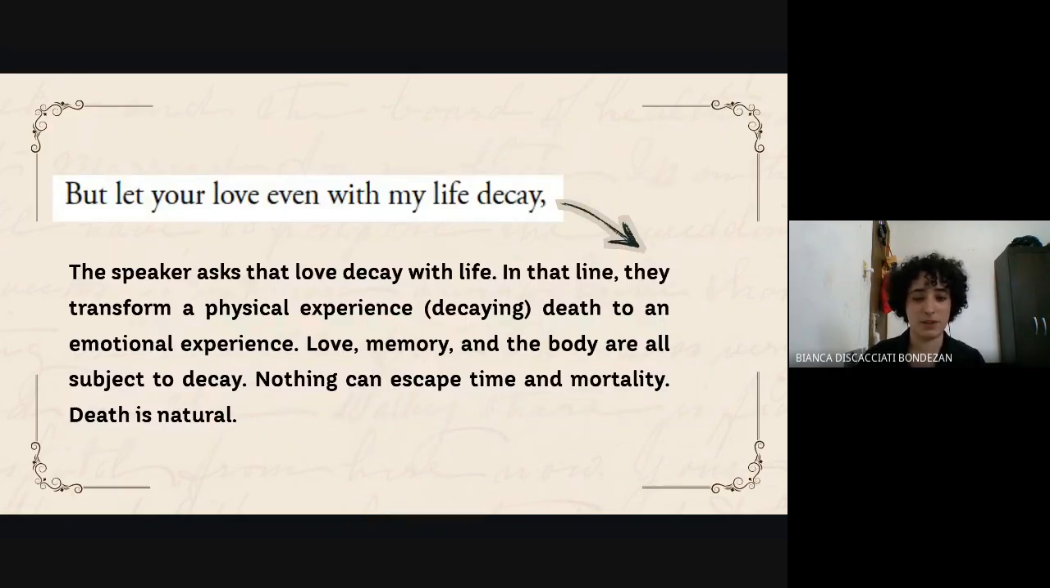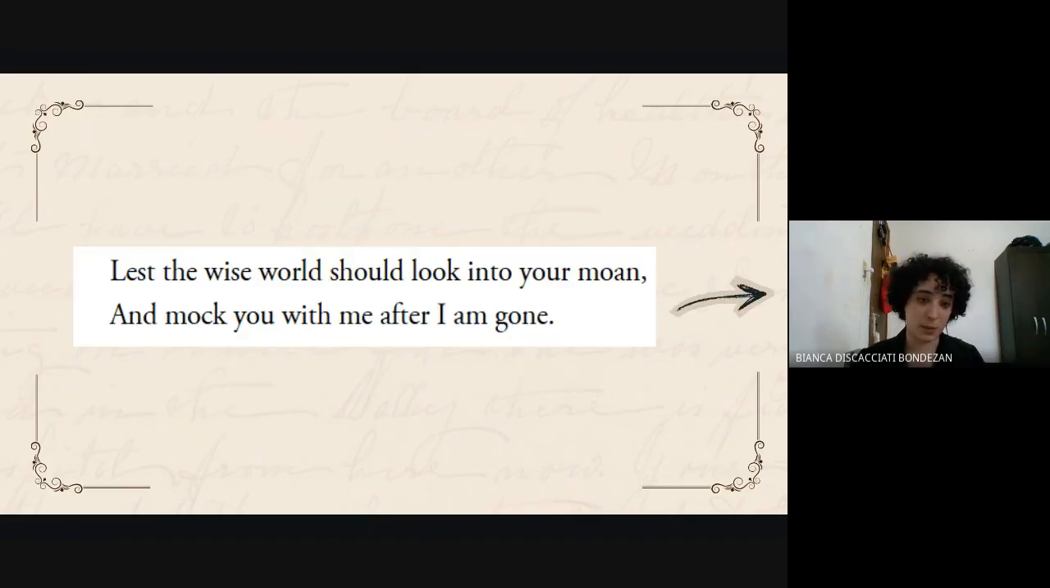And in the final part of the sonnet, the speaker asks the love, decay with life. So in that line, they transform a physical experience, which is decaying, rotting, into an emotional experience. So love, memory, and the body are all subject to decay. So nothing can escape time and mortality, because death is only natural. And not only the body's death, but the love and the memory and everything in between.